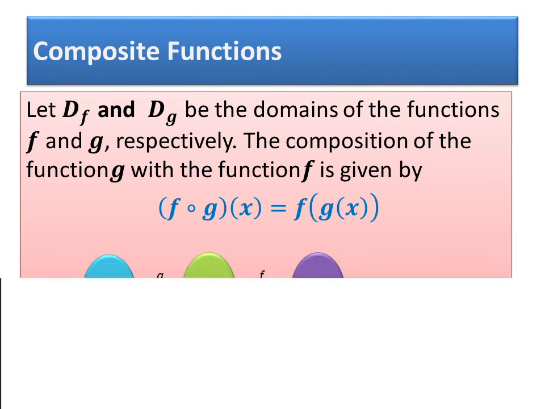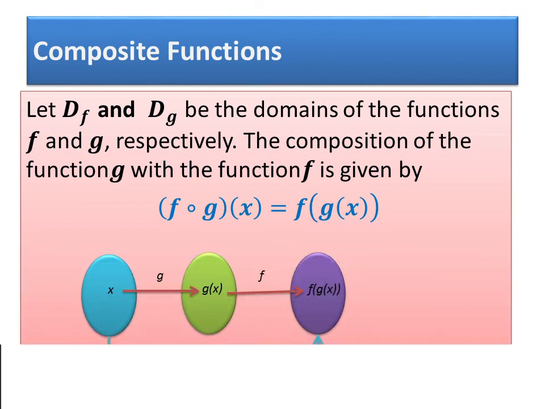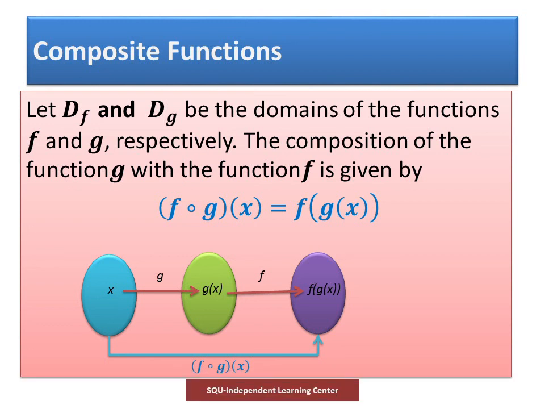So we see a diagram in front of us, a set which is in blue color, having an element x. The function g will take the x to the g of x in the green set, and then the function f will take the g of x to f of g of x. So we have two steps, g taking x to g of x, and then f taking g of x to f of g of x.